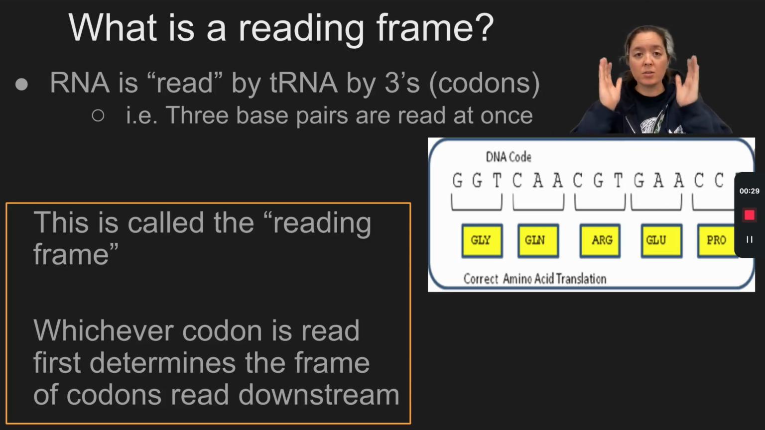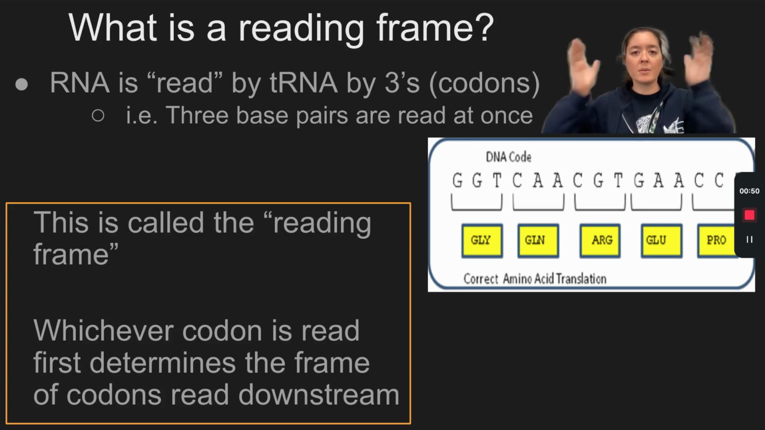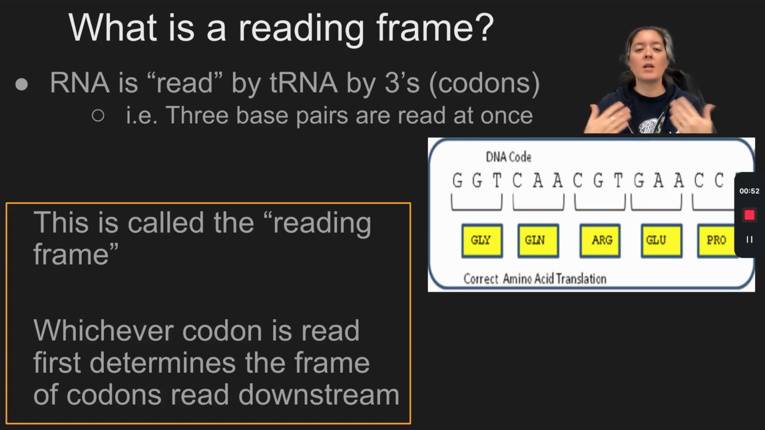When we look at those 3 base pairs at a time, that is considered the reading frame because it's always 3 and it's 3 at a time every time to code for those amino acids. Whichever codon is read first determines the frame of the codons all the way after it. So if we start off by 1, all of the other codons are going to be off by 1. So when we talk about the reading frame, that just means that codon of 3 nucleotides.